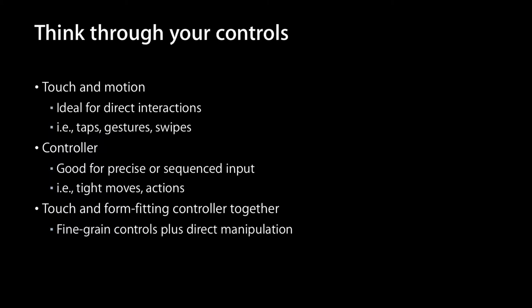And compare to the controls that you have today already. Touch and motion are ideal for games that support direct interaction, like John was talking about this morning: taps, gestures, and swipes. And think about controllers as a way to augment that, especially in games that need tactile feedback for an indirect interaction model, right? So, games that need really precise timing or tight moves or different actions.